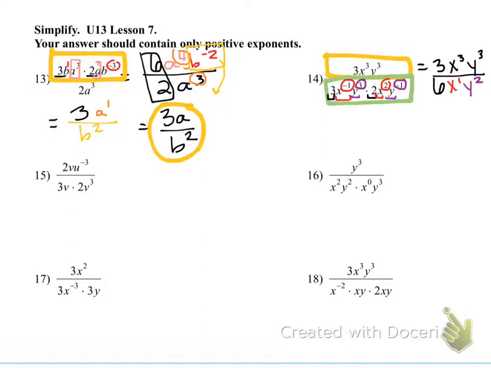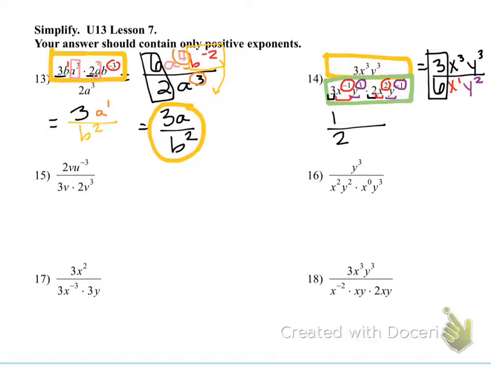Okay, and in this problem, we've got 3 divided by 6. Well, we know that 6 divided by 3 is 2, but if the 3 is on top, that means that would simplify to 1/2. So I've got 1/2 as my first part of this answer.